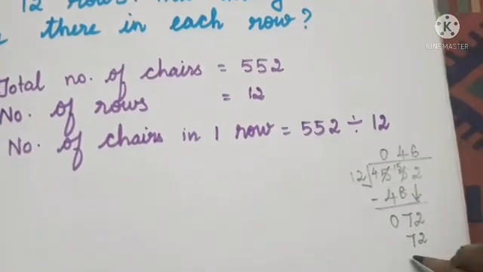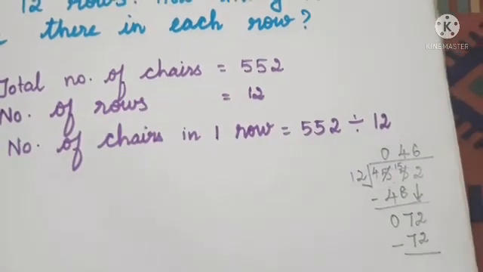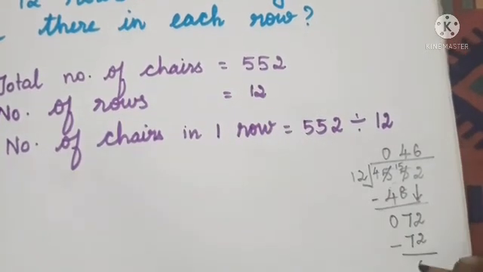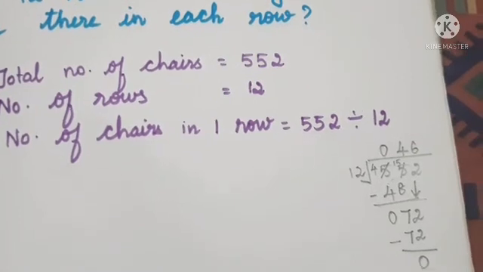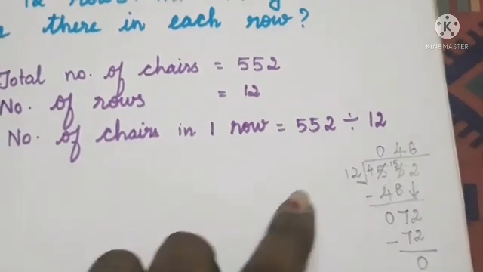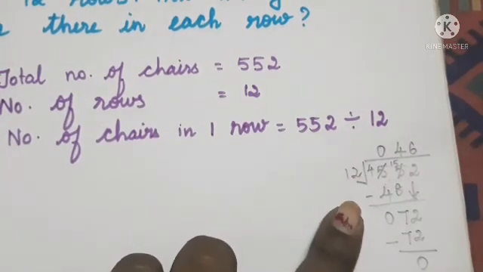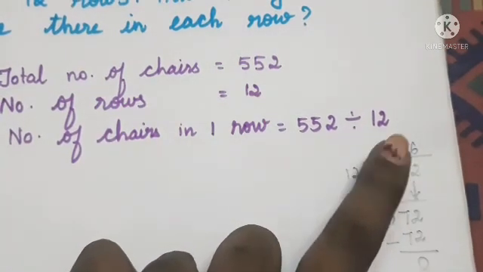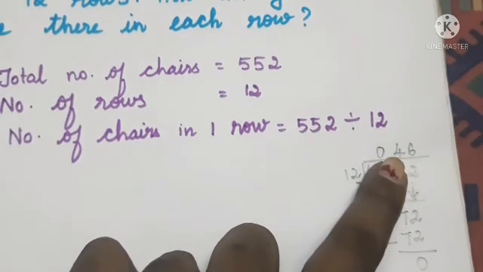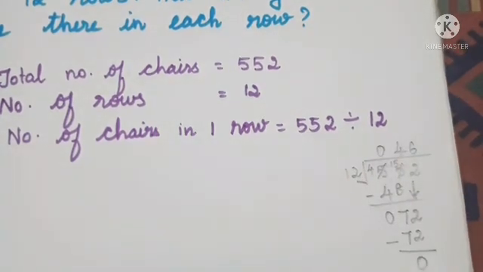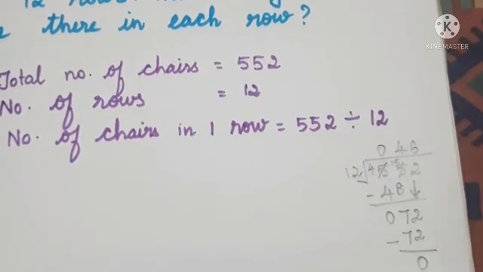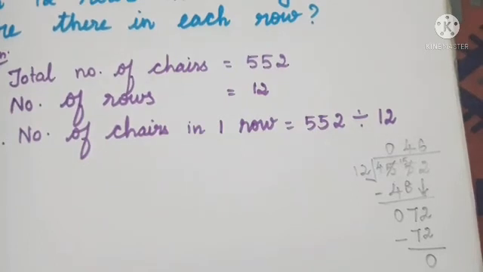Next we subtract 72 minus 72. If you subtract, you will get 0 as the answer. Understood? So now we have divided 552 by 12. What's the quotient? In the quotient we have 46. So we know that in one row there are 46 chairs. In one row they arrange 46 chairs and totally we have 552 chairs.